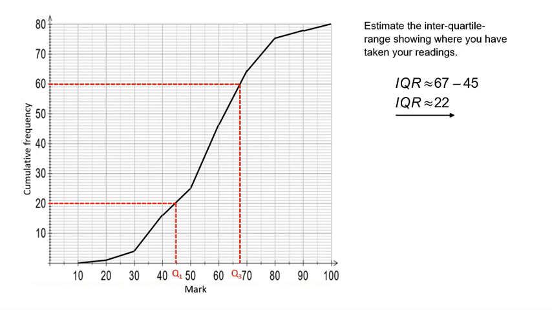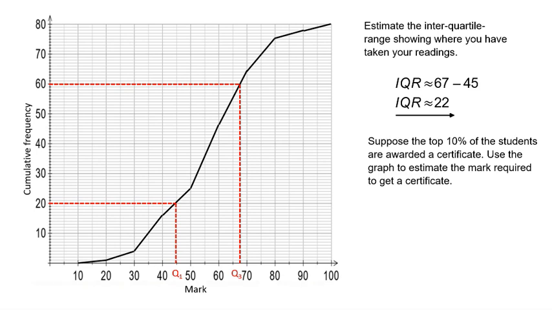The next thing that we get asked is, suppose the top 10% of the students are awarded a certificate. Use your graph to estimate the mark required to get a certificate. Well, the top 10% of 80 students will basically mean that you've got to finish in the top 8. So we're going to read off at 72 to see what mark that gives us. All right, it looks to be about 77%.